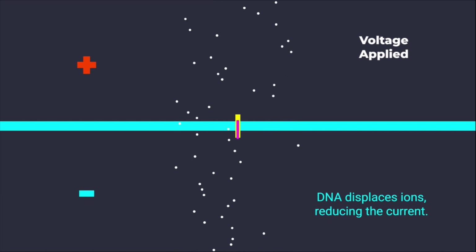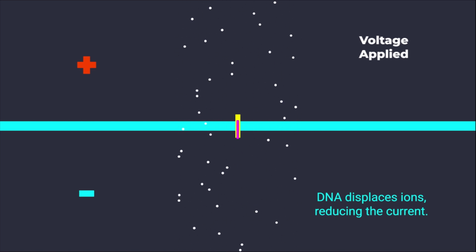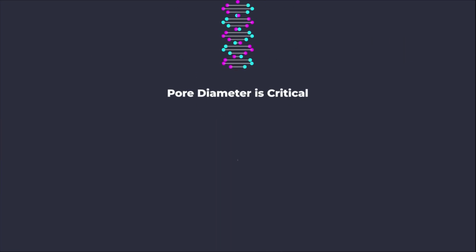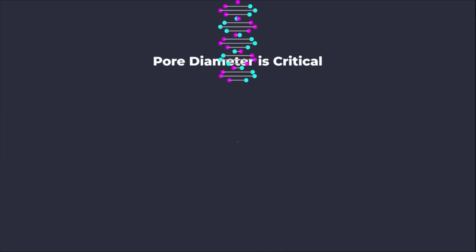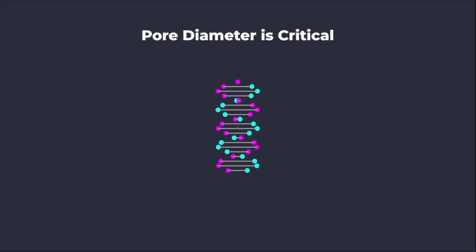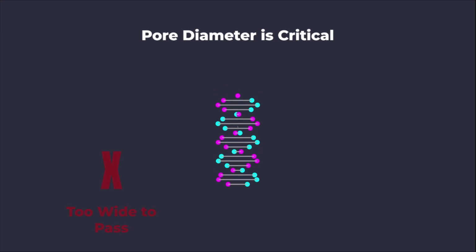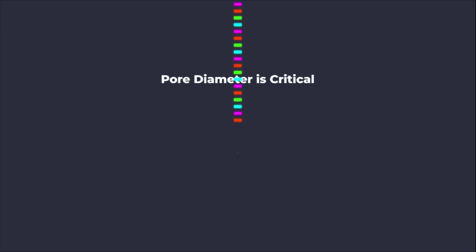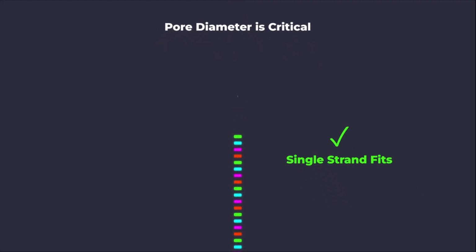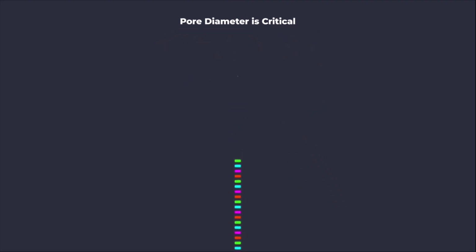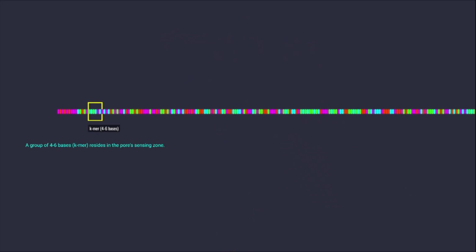When a DNA molecule enters the pore, it displaces the ions, reducing the current. The diameter of the pore is critical, often engineered to be just wide enough to accommodate a single strand of DNA, approximately 1.5 to 2.5 nanometers. The ionic current reduction is not uniform, it is sequence-specific. Since the pore is narrow, approximately 4 to 6 nucleotides reside within the sensing zone at any given moment.